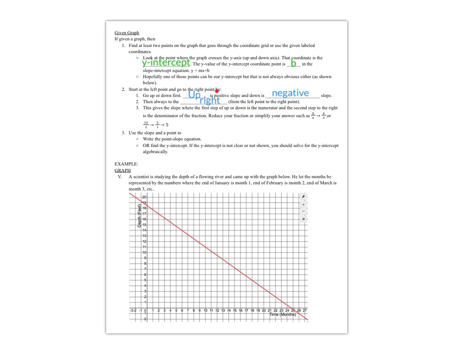So again, we go up or down first. Up is a positive slope, down is a negative slope. Bottom number is always to the right. Again, that's starting on the left point, going to the right point. This will give your slope, where the first step of up or down is the numerator, and the second step is the denominator of the fraction. Make sure we reduce our fraction or simplify our answers.